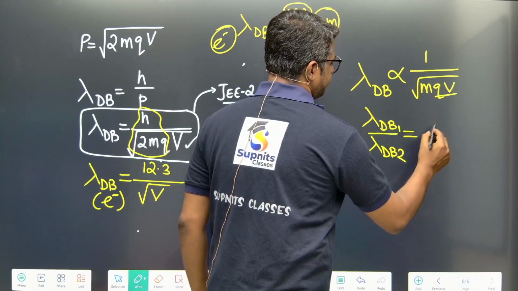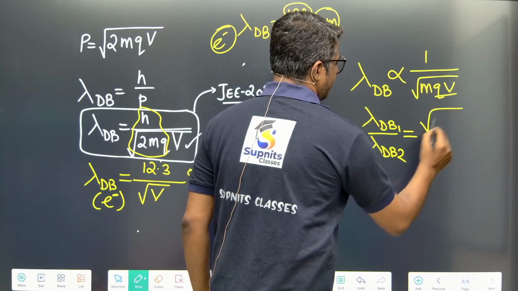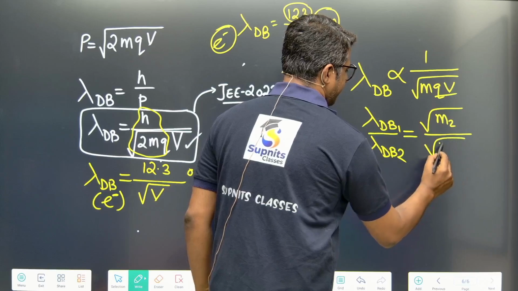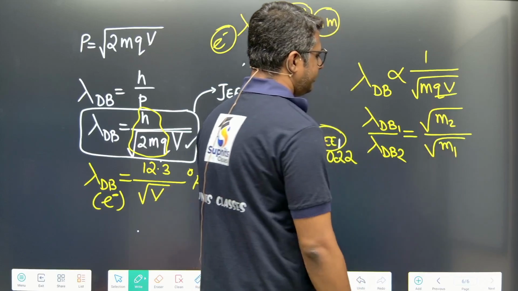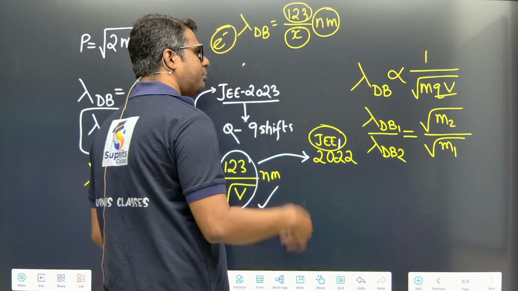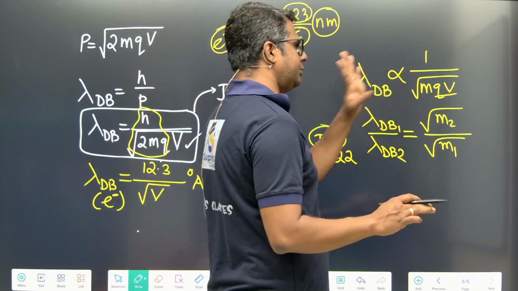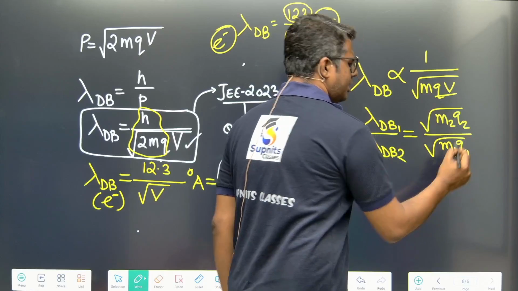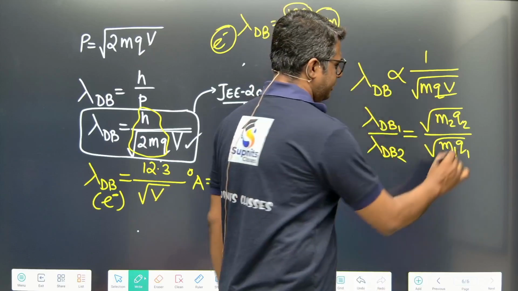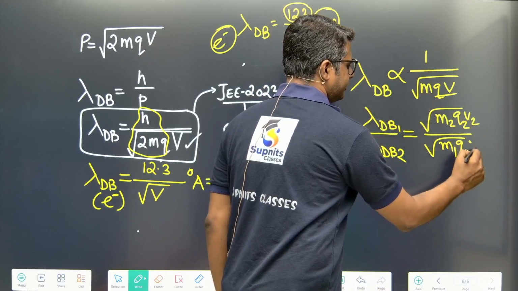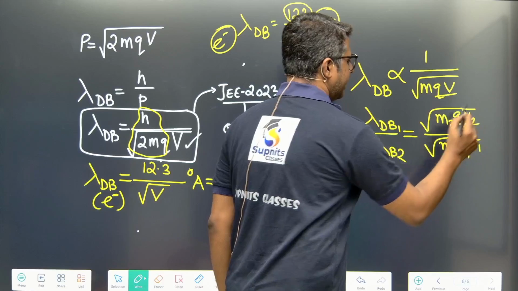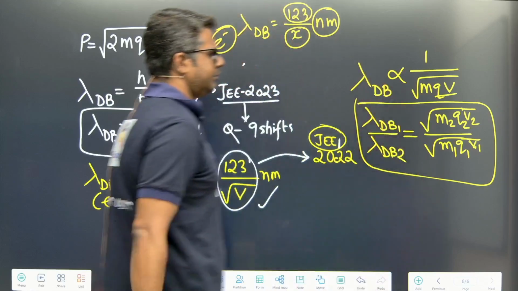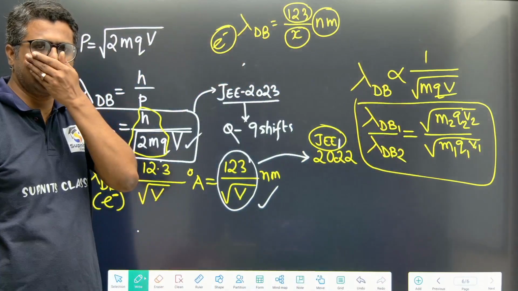is equal to root over, only mass has changed, so M2 by M1, this kind of thing. If Q has also changed, Q1 by Q2, and if voltage has also changed, no problem, V2 by V1, done, that's it, nothing else.